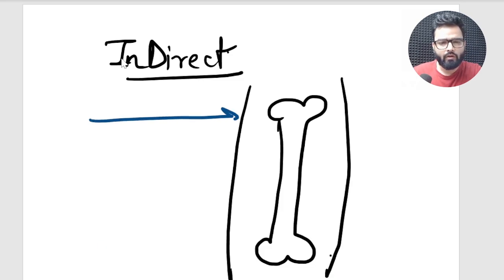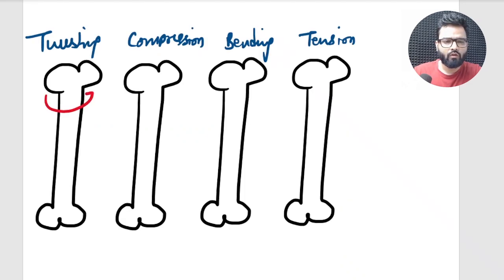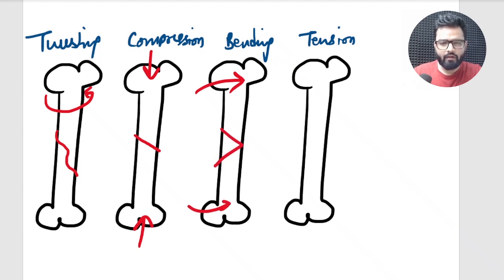Now in the indirect trauma, the bone breaks at a level which is distant from the site of impact. Twisting of the bone causes a spiral fracture. Compression of the bone causes a short oblique fracture. Bending of bone causes a butterfly fragment again, while tension in the bone causes a transverse fracture.